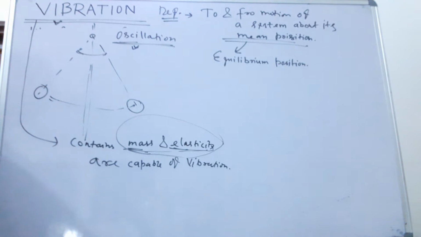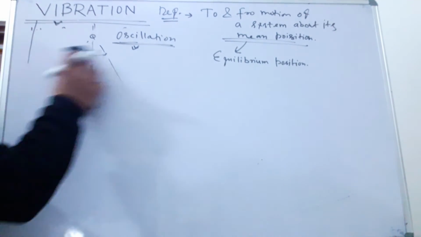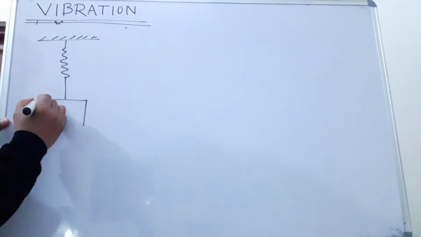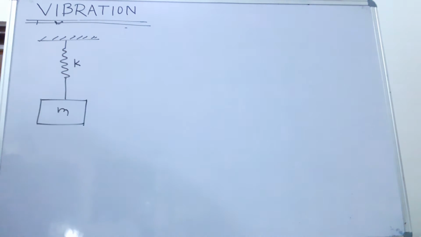So the main objective to study vibration in mechanical engineering is for a mechanical system, and a mechanical system consists of some reciprocating and rotating parts. In order to eliminate the noise, we have to study it. How can I minimize the noise if there is a vibration due to some operating mechanism in the machine? To study vibration, I am taking the simplest model, and this simplest model is the spring mass system.